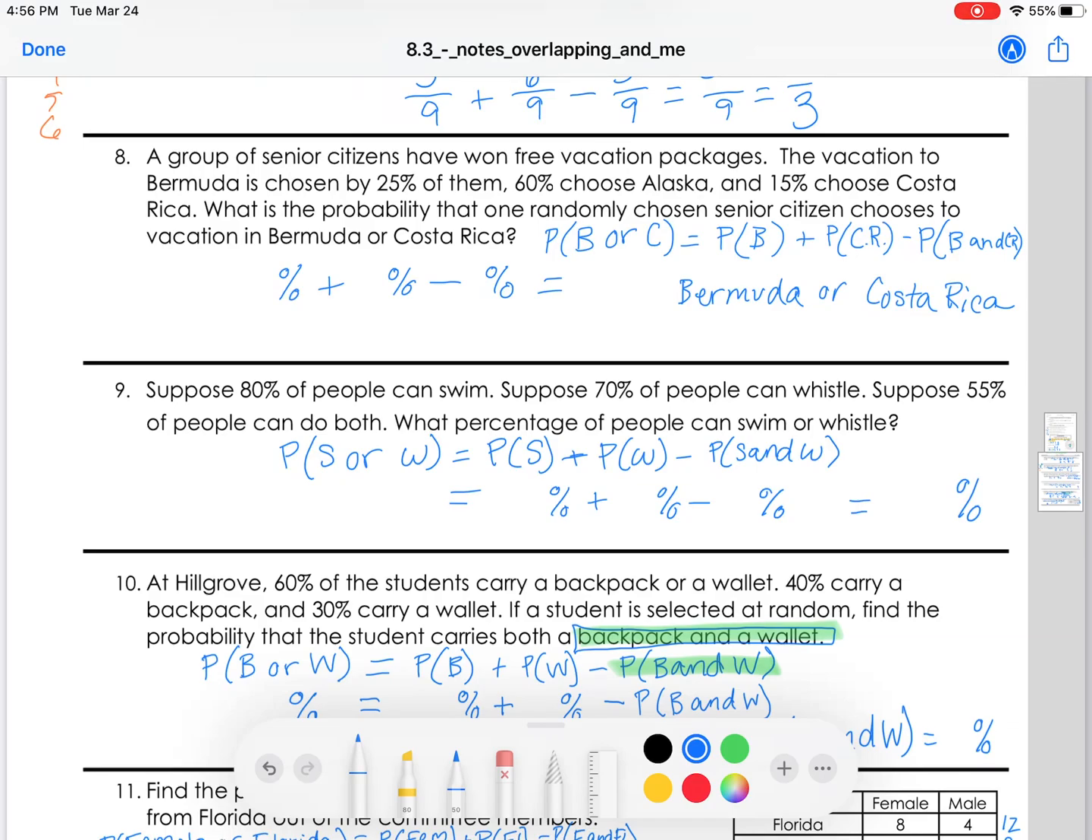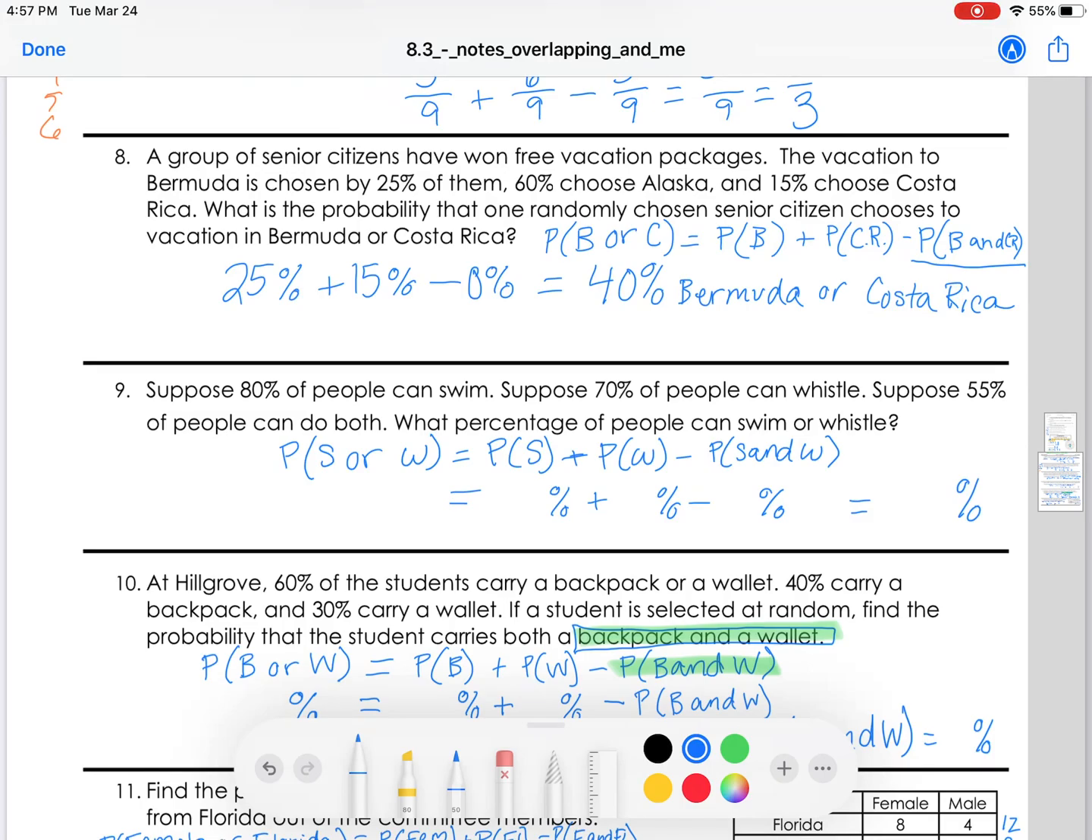Okay, so the probability of Bermuda is my first event, 25%, plus the probability of 15% minus the probability of them choosing Bermuda and Costa Rica. Well, it doesn't say anything about this, and they can only choose one vacation at a time, and so I'm going to subtract 0% because you can't choose Bermuda and Costa Rica at the same time. When I combine all of this together, there's a 40% chance that a senior citizen will choose Bermuda or Costa Rica to vacation to.